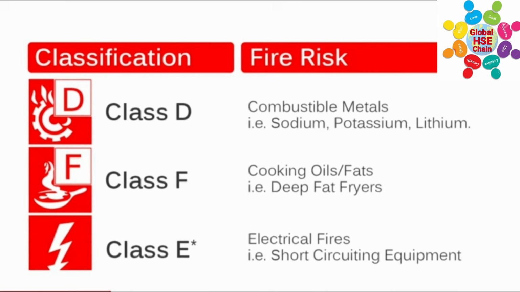Class D fire is combustible metals, for example sodium, potassium, lithium. Class F fire is cooking oils and fats, for example deep fat fryers. Class E fire is electrical fires, for example short circuiting equipment.